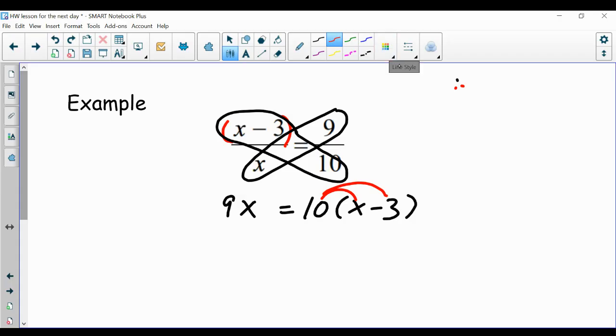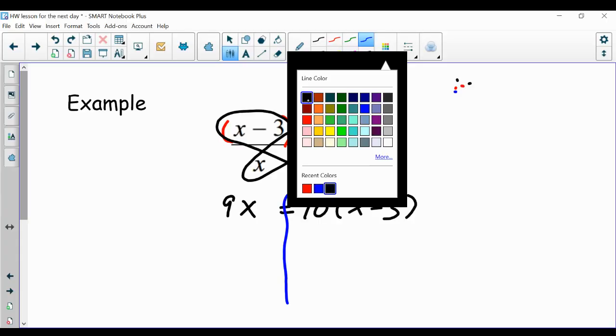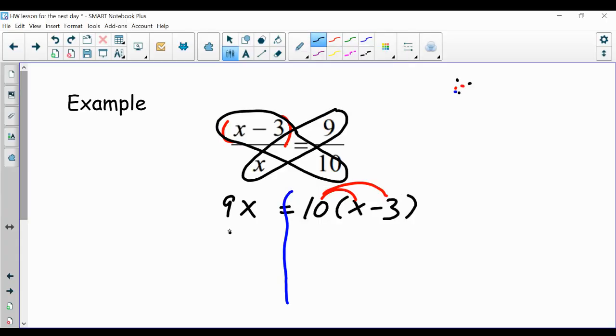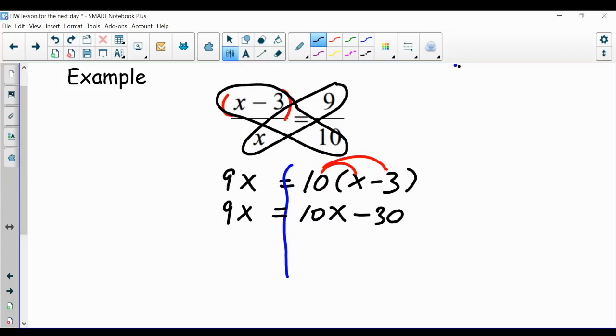Okay, so we're going to do the distributive property here. People ask, can I do the right side first? Of course, do the right side. On the left side, we have nothing. We have 9x equal to, distributive property, 10 times x is 10x minus 10 times 3, that's 30. Over here, I want the variable on the left side and I want the numbers on the right side.